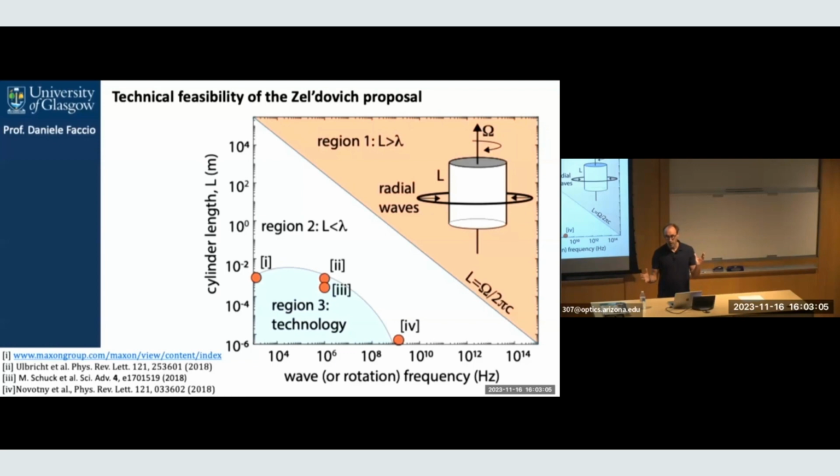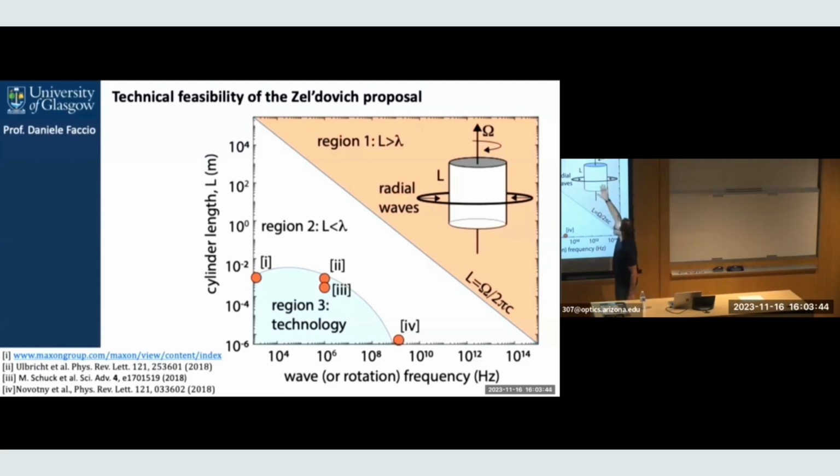If you want to do what Zel'dovich was saying, you want a wave interacting with an object, a cylinder. Ideally you'll want that object to have a size larger than the wavelength of the wave that you're sending on. Otherwise, you're in the sub-wavelength regime, and the efficiency of the interaction will usually go to zero. So you need a cylinder whose length is at least this quantity here. This is the rotation frequency. Basically, I want the length to be larger than the wavelength of my electromagnetic radiation.